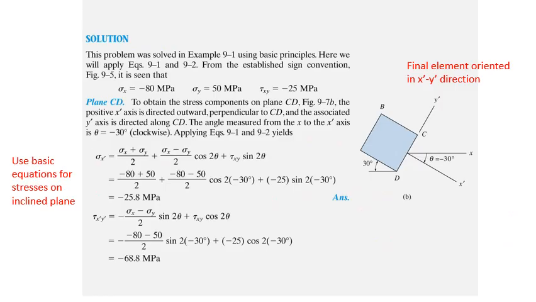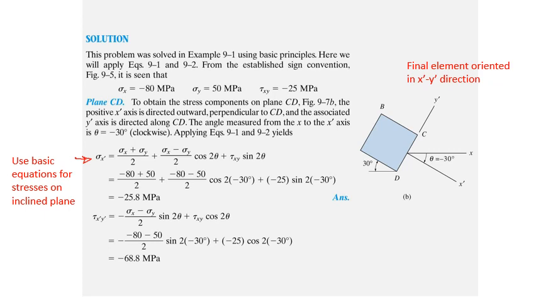Now, if you use the textbook, then it will also give you the solution, right? So we have sigma x is minus 80, sigma y is 50, tau xy is minus 25. The simplified general equation that we have is this equation here: sigma x prime is equal to sigma x plus sigma y over 2, plus sigma x minus sigma y over 2 cos 2 theta, plus tau xy sine 2 theta. This equation we have to memorize, and then we just put in the values.